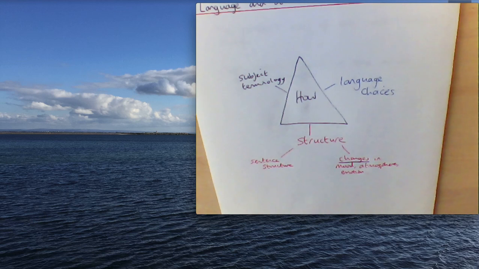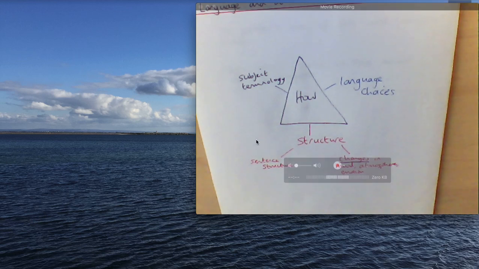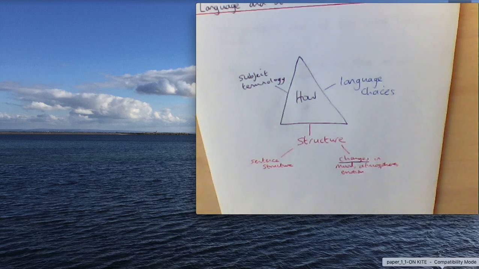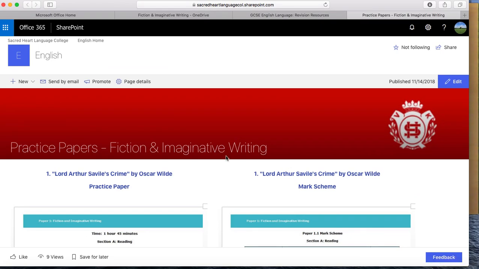Now, what I want to do is look at one of the practice papers from SharePoint that you can use yourself, and some of you may have looked at these in class. So this is the section of SharePoint, and this is the practice paper that I'm going to focus on in this video. It's the fiction paper, Lord Arthur Savile's Crime by Oscar Wilde. There's the paper, and there's the mark scheme that you can look at for yourselves.